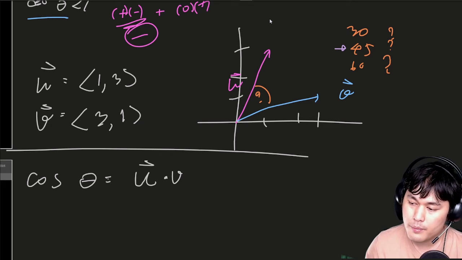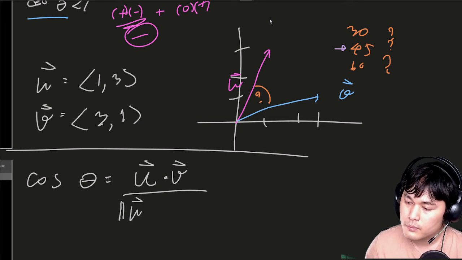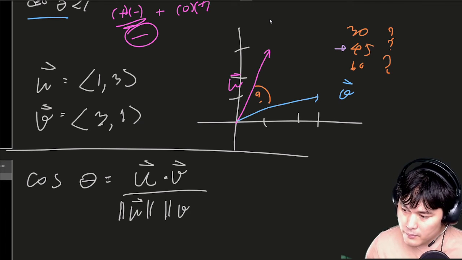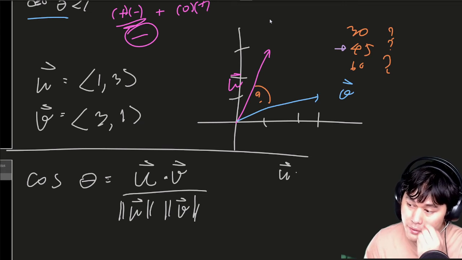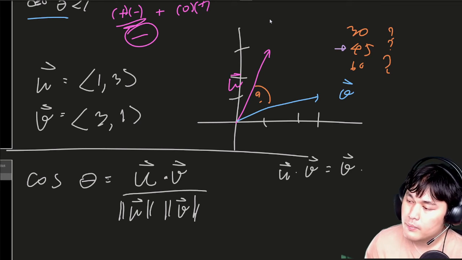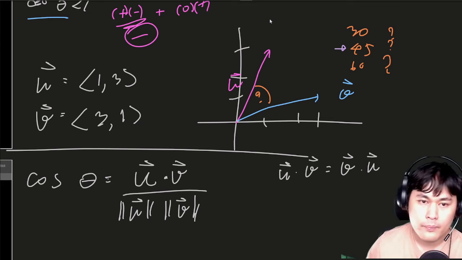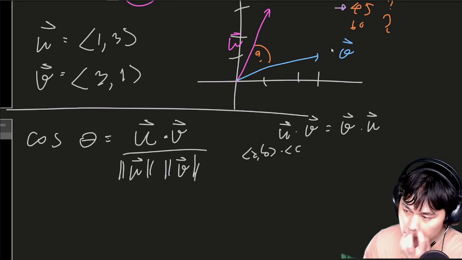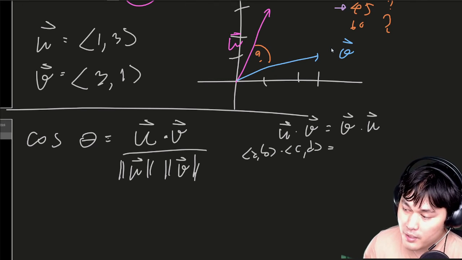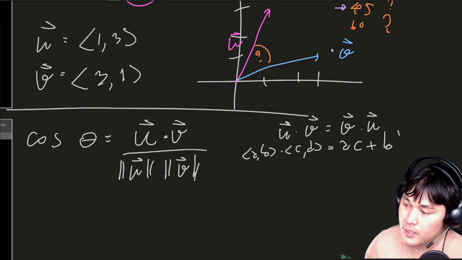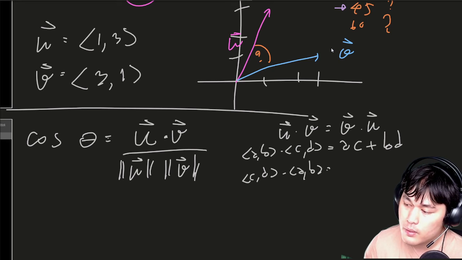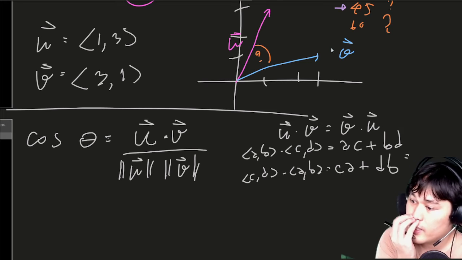Let me write V first. I think the formula I wrote is V first, then U second, but it should be easy to see that the dot product is symmetric. These are the same, because if you have (A, B) and (C, D), if you take a dot product in this order, you have AC plus BD. But if you take a dot product in the other order, you get C times A plus D times B, which should be clear that they are the same.